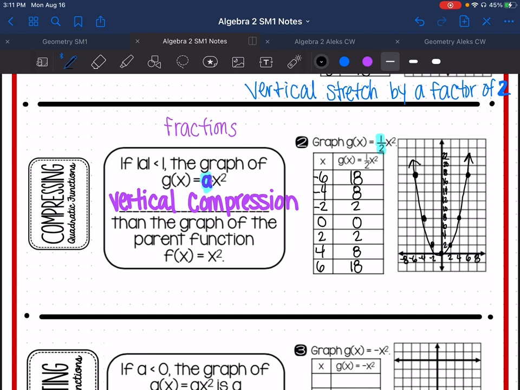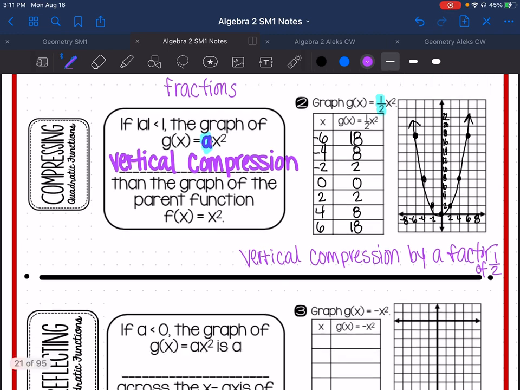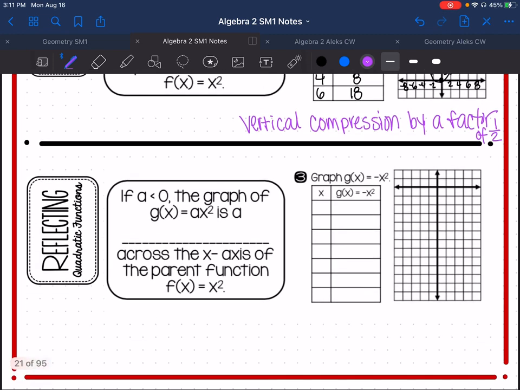This time, if I were to describe this graph, I would call it a vertical compression by a factor of that highlighted fraction, 1/2. So I'm picking a compression because it is a fraction, and I would be picking a stretch if it is a whole number, okay?